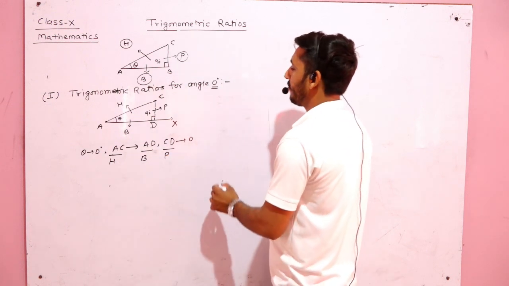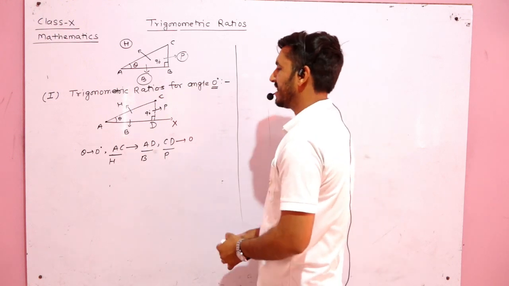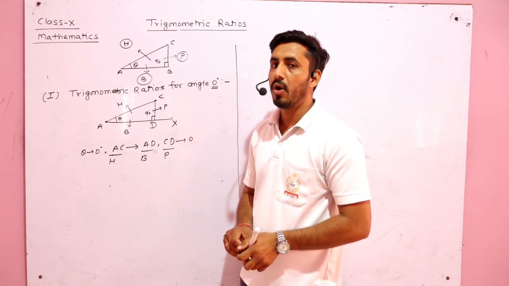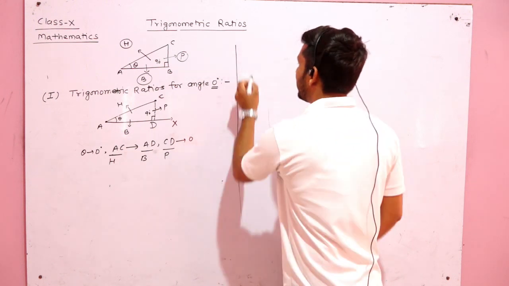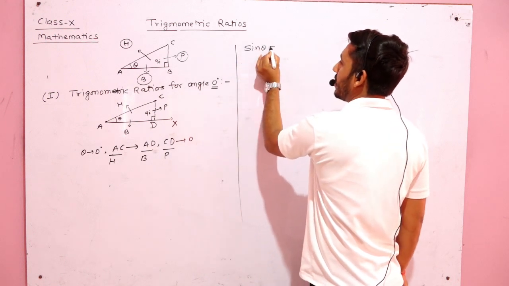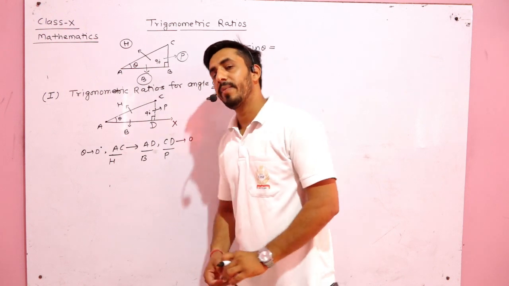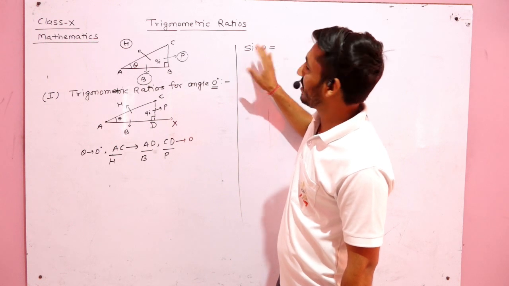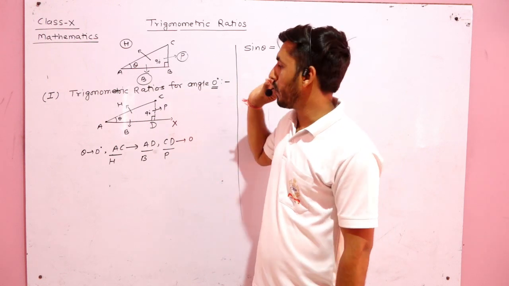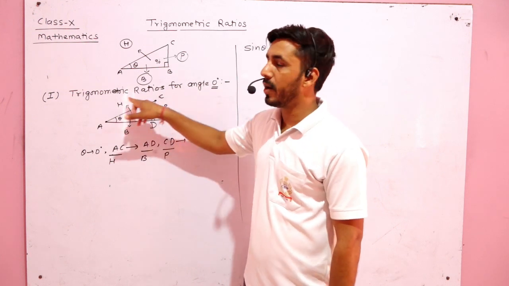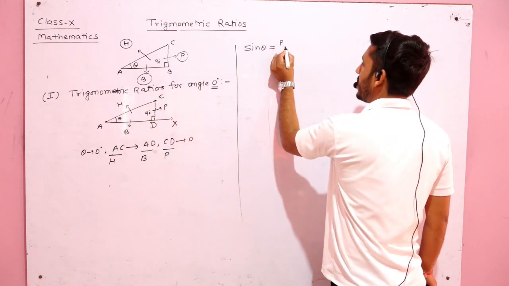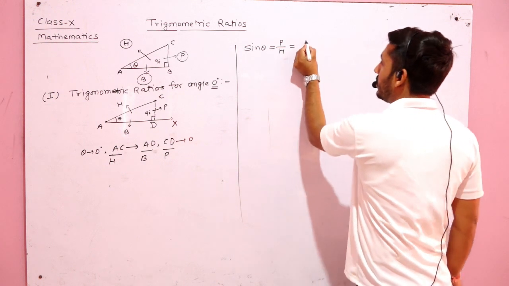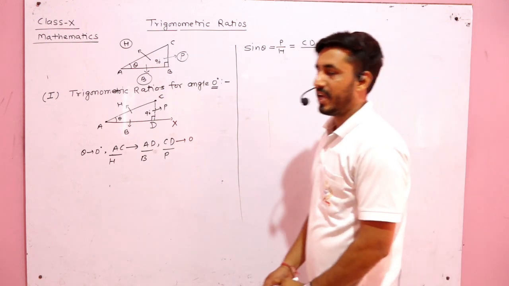And all the relations we have, the obtained results of trigonometric ratios in terms of sides, we can get as follows. First we have to find the value of sin theta. We know the value of sin theta is perpendicular upon hypotenuse, which means P upon H. Then what is the value of P? P is equal to CD. This is CD and this is H, and H means AC.